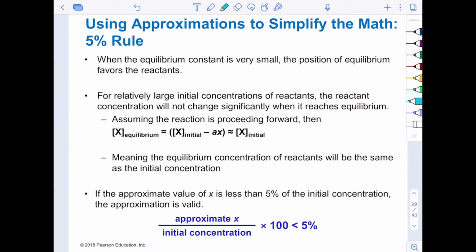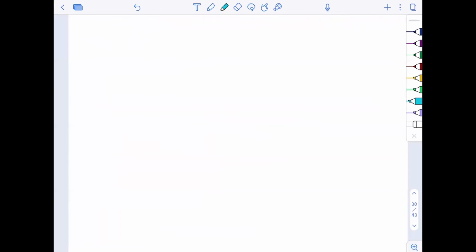And so what we can say is, since the reactant concentration will not change significantly, we can assume the reaction is going to proceed forward, but those initial concentrations of the reactants would be the same. And so we can assume the x is going to be small and remove it from our calculation. Now, what does that look like? Glad you asked. Let's look at a different reaction.